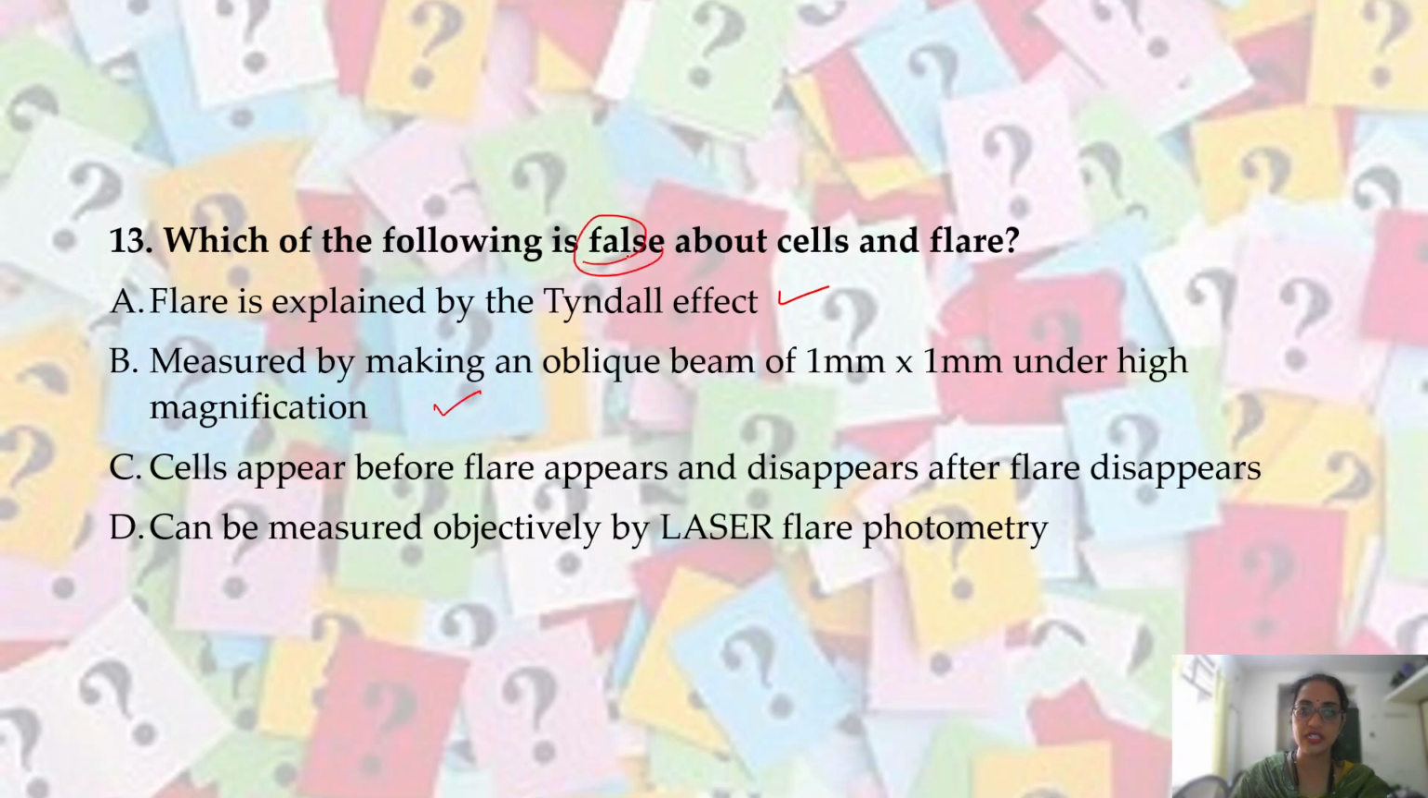So we have to find the false. So let's write true. Cells appear before flare appears and disappear after flare appears. This is false. The flare is always first to appear and last to disappear. Can be measured objectively by laser flare photometry. Yes, this is a new tool that is coming up and in which you can objectively measure flare, because subjectively when me and you measure flare, it might be different. So the right answer here is C.